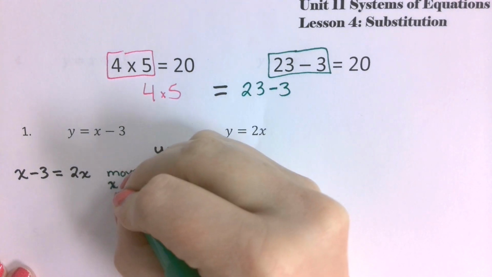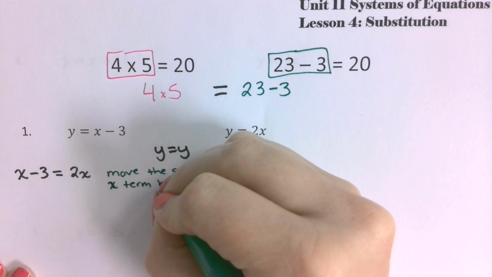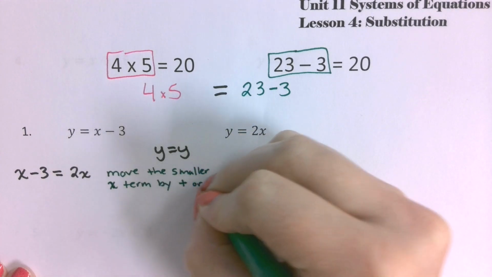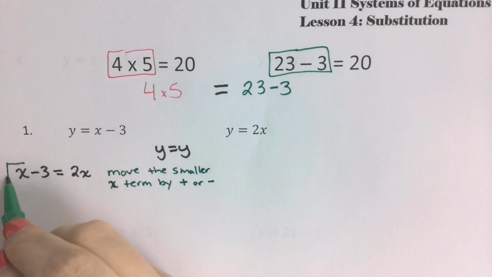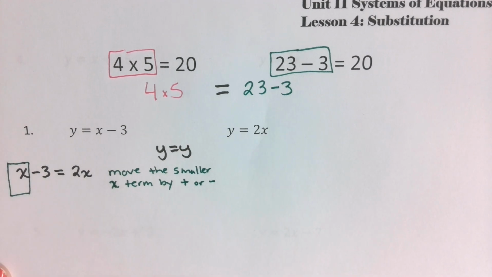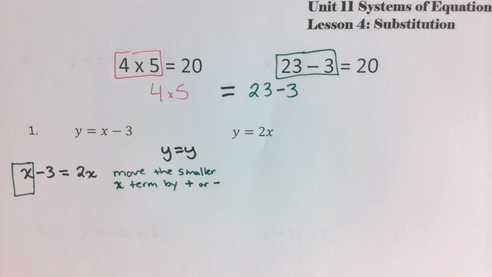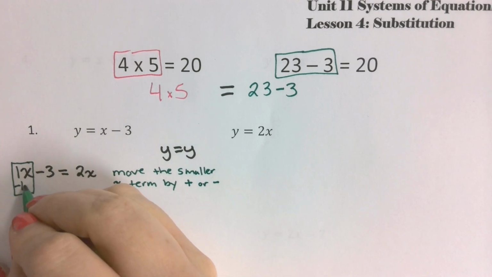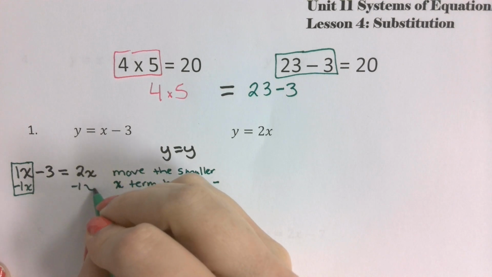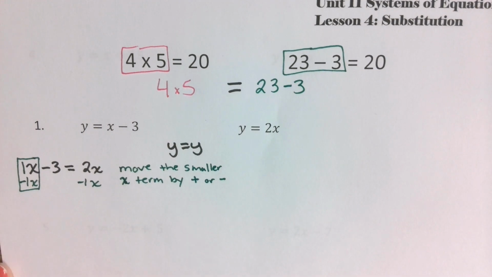I want to move the smaller variable, or the smaller x term, by addition or subtraction. I'm going to use my addition or my subtraction in order to be able to move my smaller x term. And my smaller x term happens to be the x that's independent. What coefficient is in front of that x? A 1. There's a 1 in front of it, so I know I need to subtract 1x from both sides of my equation.